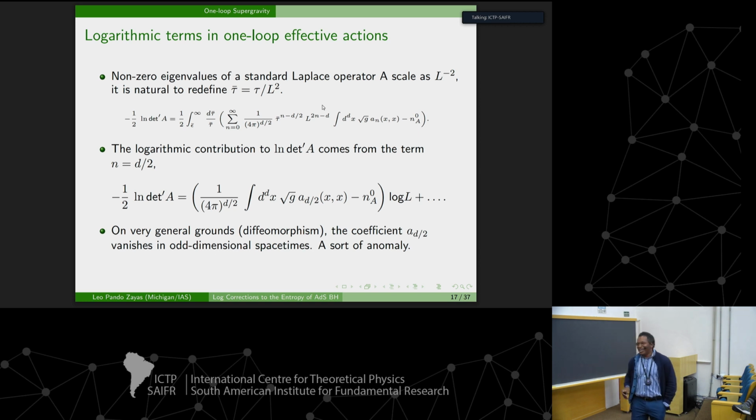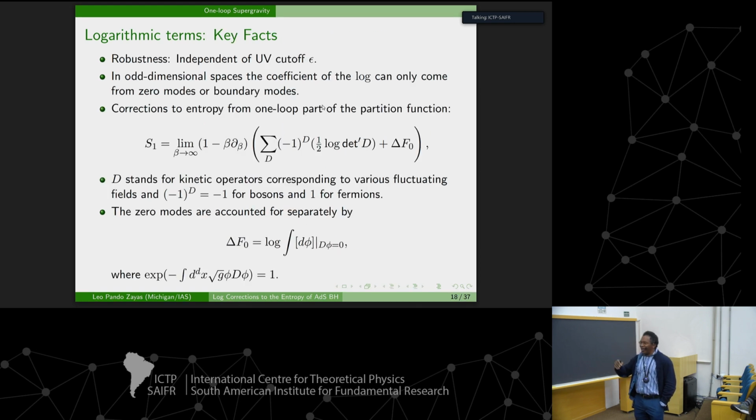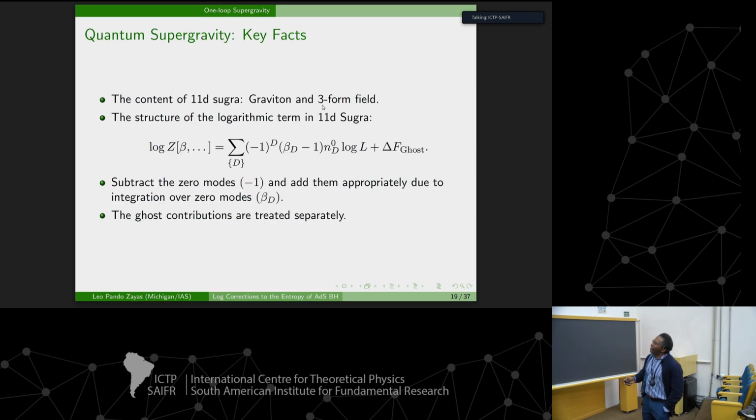And remember that we live in 11-dimensional supergravity. So let me summarize what I just walked you through. First of all, the coefficient of the log is very robust. It's independent of that cutoff. All the information that I need is encoded in this a_{d/2}, which is 0 in odd dimensions. So I can compute my partition function and the entropy using thermodynamics, but the only thing that I really need to worry about is the zero mode. So let's see what happens now concretely for 11-dimensional supergravity.